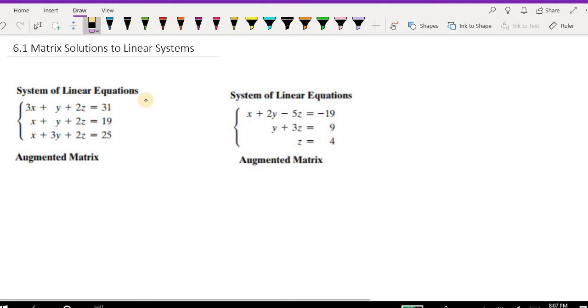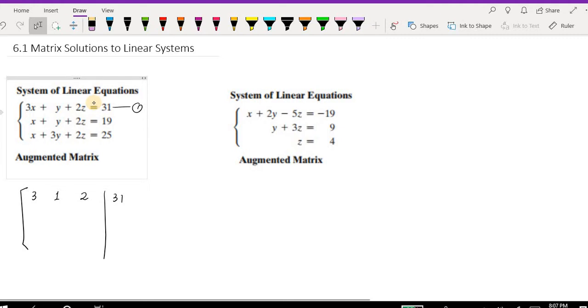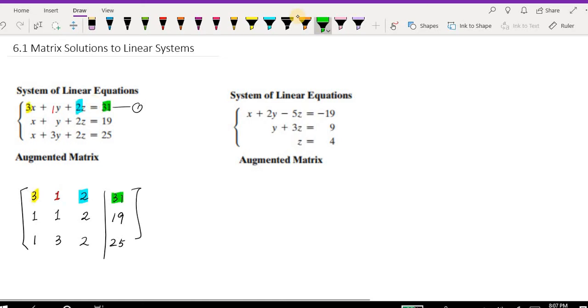All you have to do is write each coefficient. In this case, the coefficient is 3. And then here we have a coefficient 1, and then we have a 2. And then we write this bar in the middle, and then write 31. So all we did is write this equation 1 using the coefficients. We do the same thing for the rest. That will be 1, 1, 2, and then 19, 1, 3, 2, and 25. Okay, this is really not that complicated. Let's go ahead and try another one.